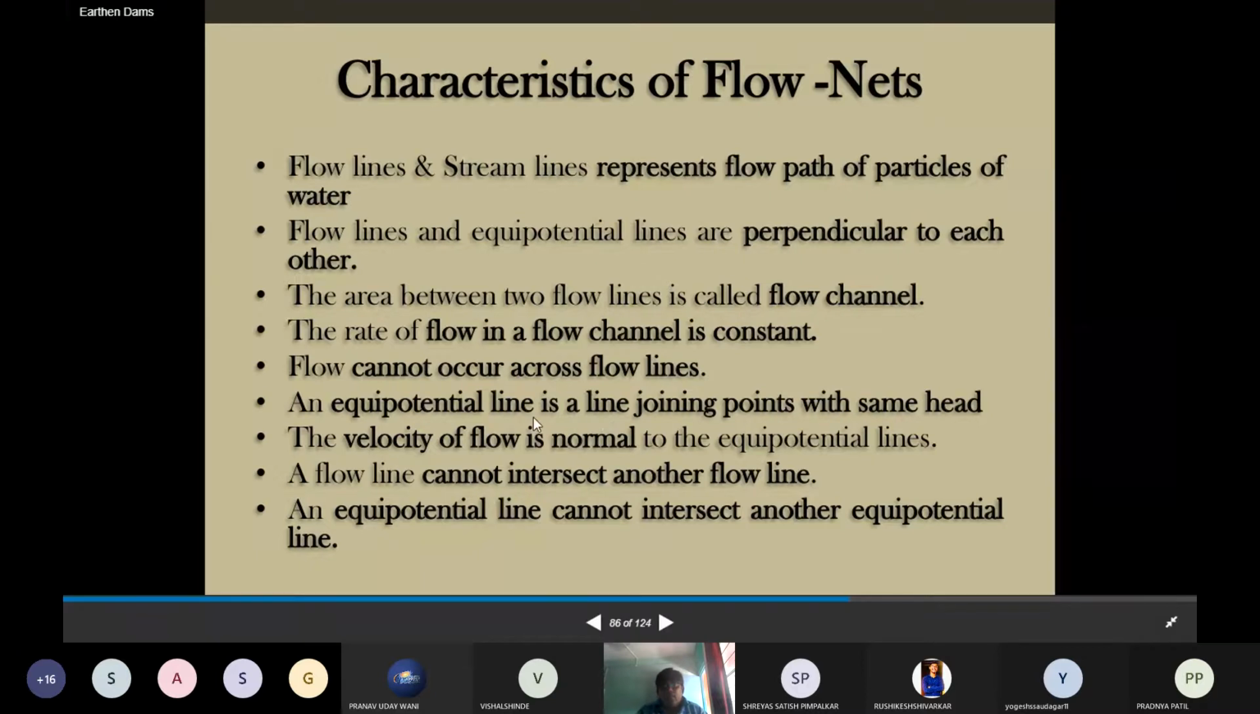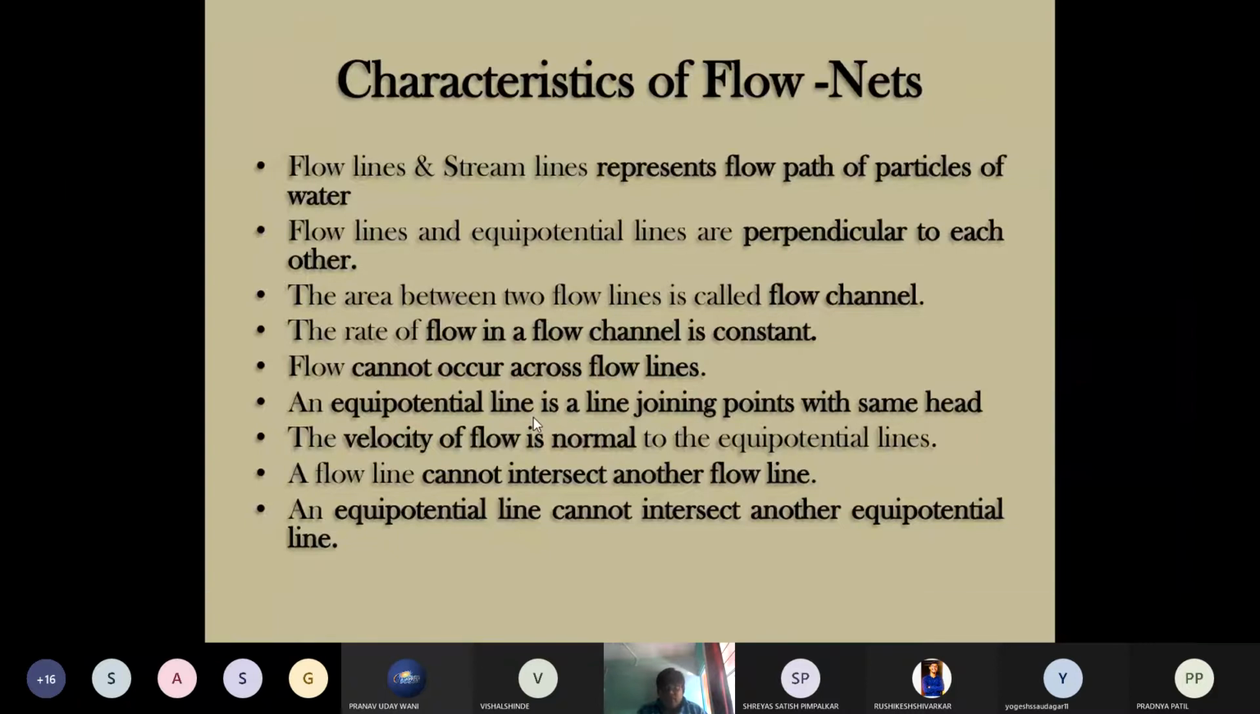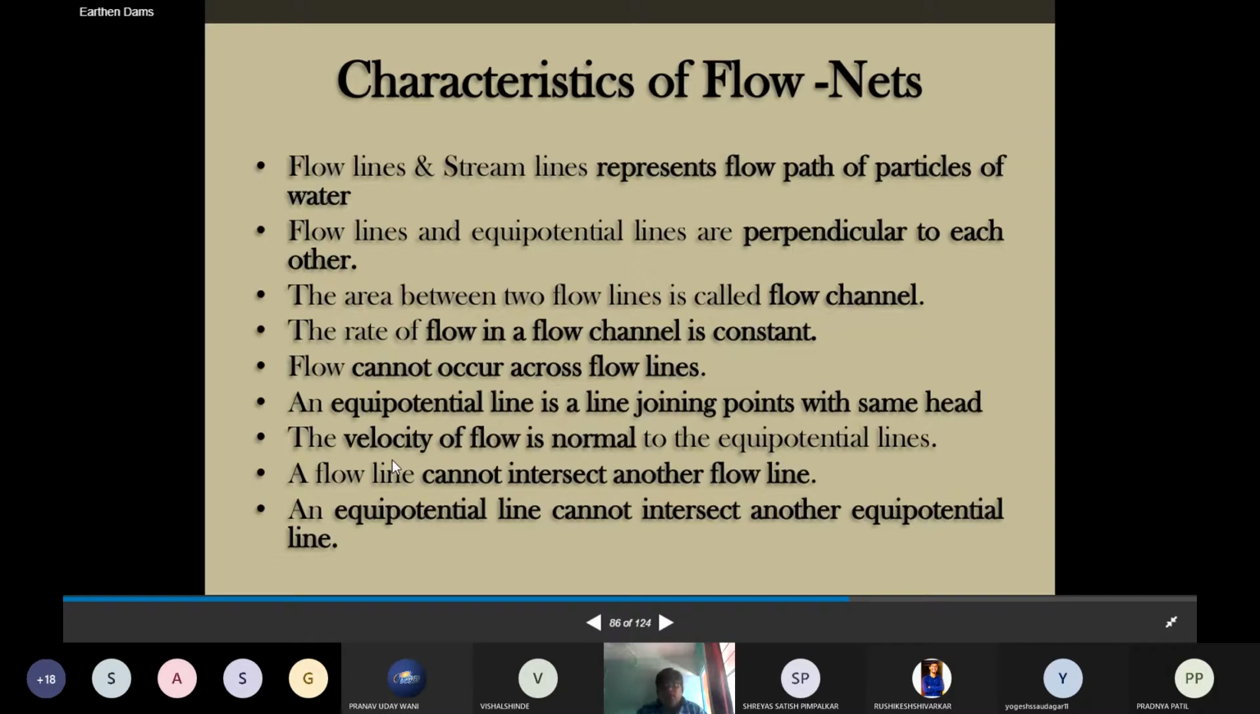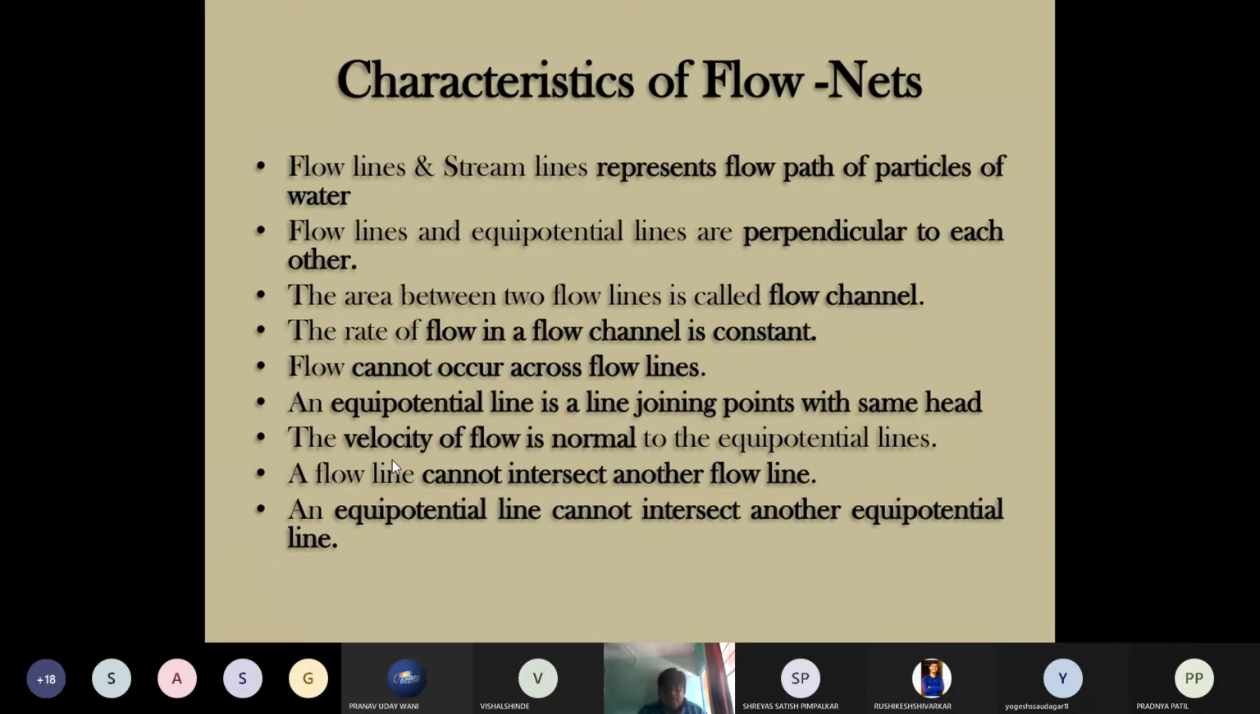You can carry out one exercise in a laboratory: fill the aquifer, that is, the layer of soil, and observe the resulting trail of this flow net with the help of a colored substance. It is a small exercise you can try in your laboratory, to observe the nature of these flow nets.